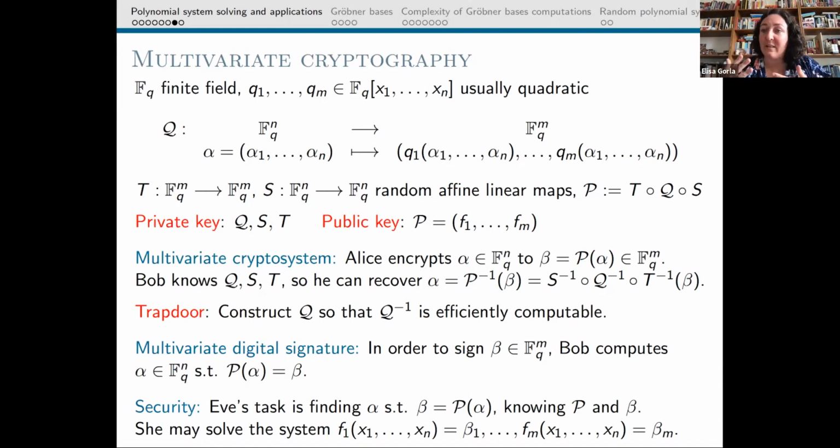So of course, the S and the T could be the identity, but you don't want them to be because you use them to hide the Q. So you pick them at random. This is usually how it's done, so that they move things around as much as possible. And now you have P, and the assumption here is also that from P you cannot recover Q.